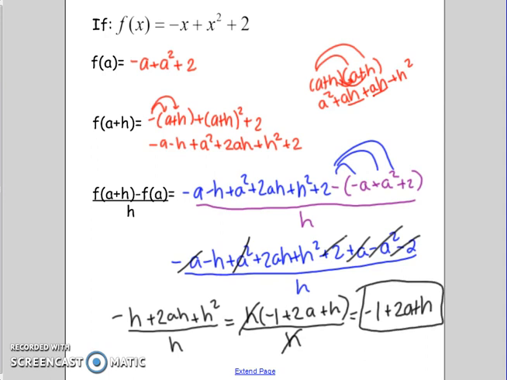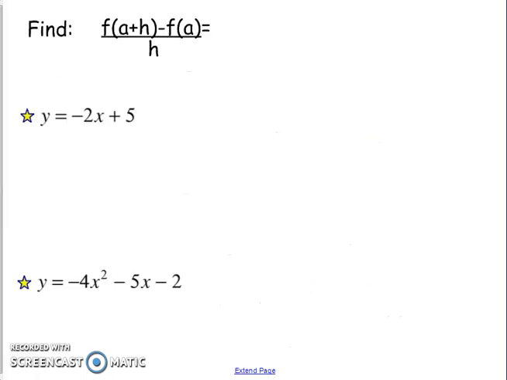Okay, so we're going to look at another one that's like this. Okay, some more practice. So what we want to do is we want to find each piece first.